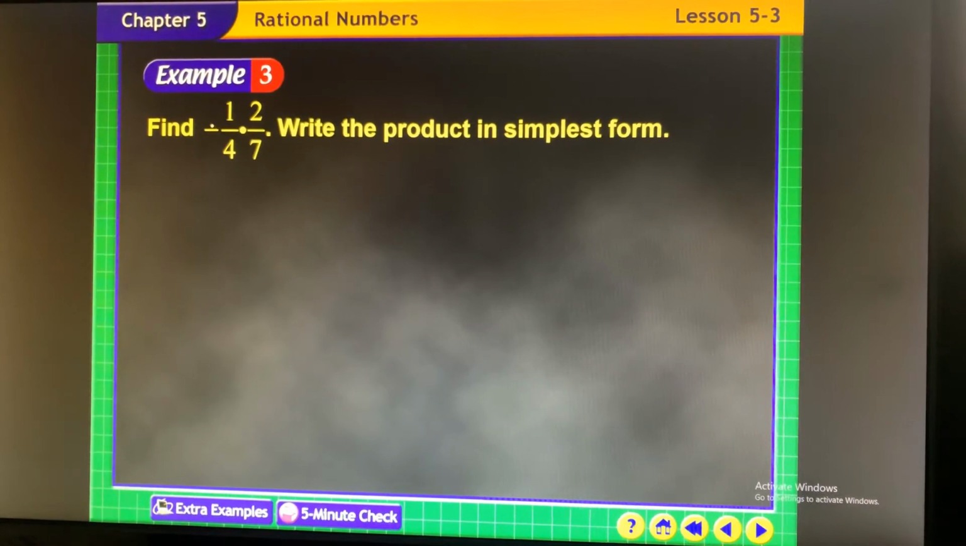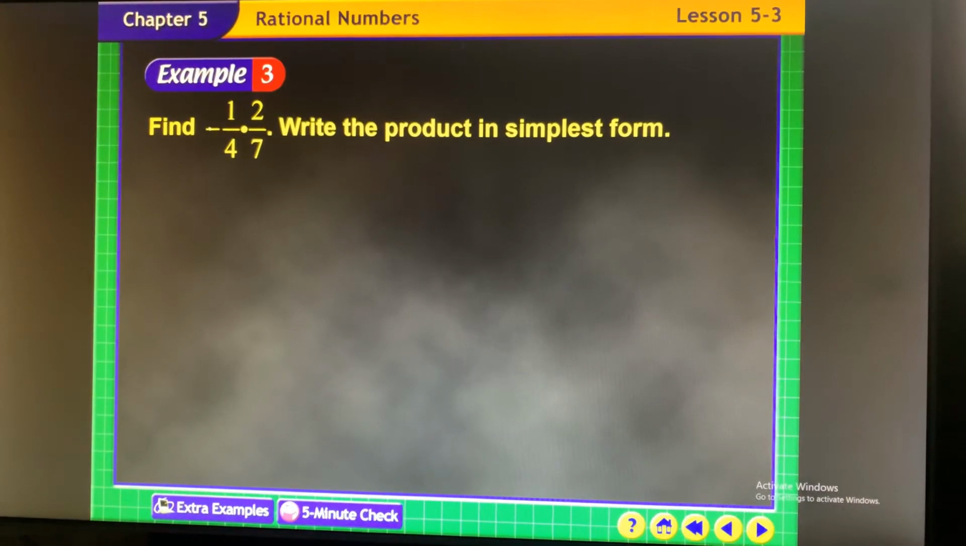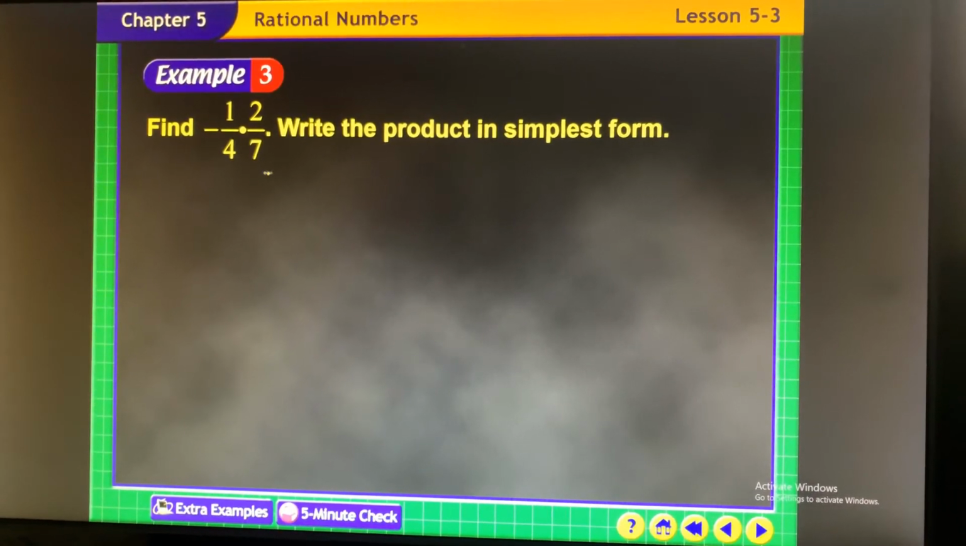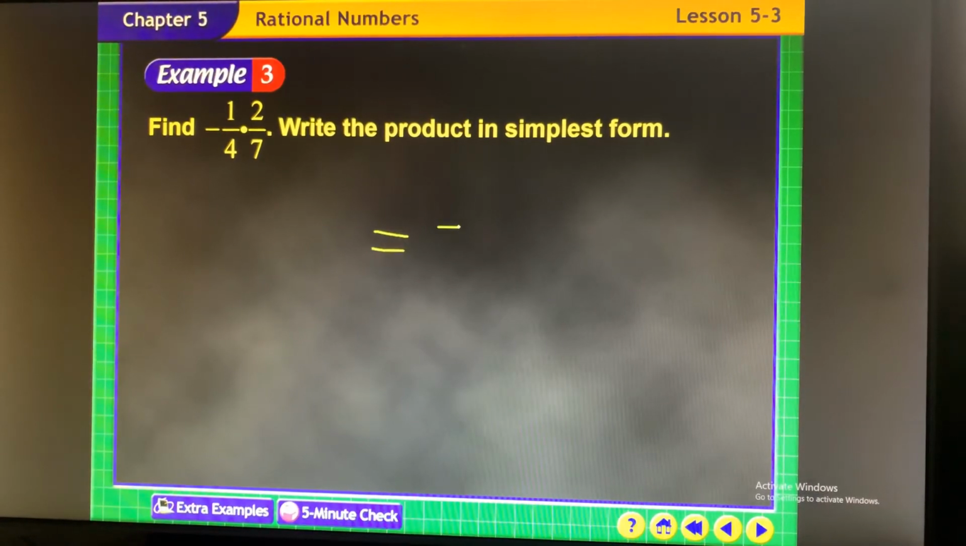Remember the rules for multiplication. Every 2 negatives make a positive. So I know my answer is going to be negative. I can't cross cancel anything here, but I can here to be 1 and 2. So it's -1/14.